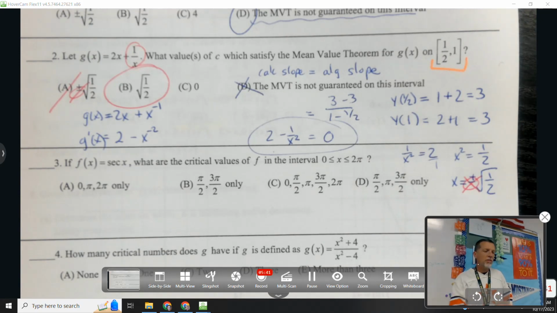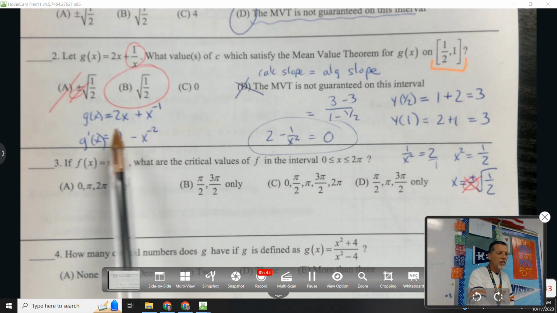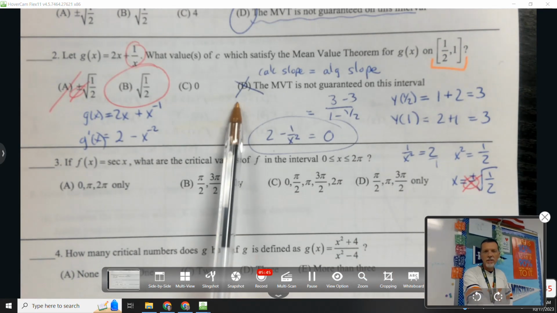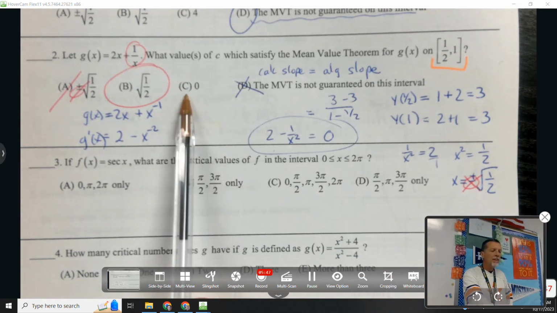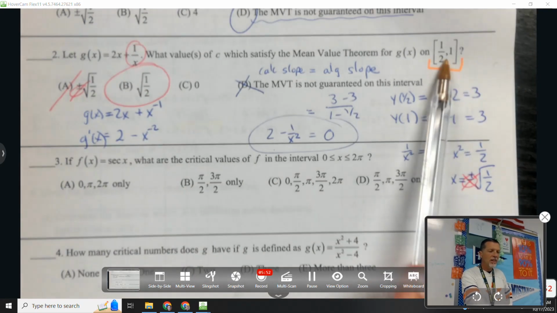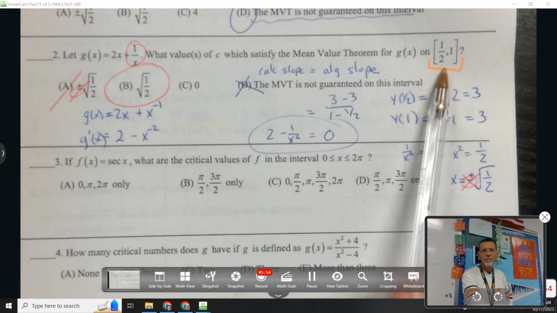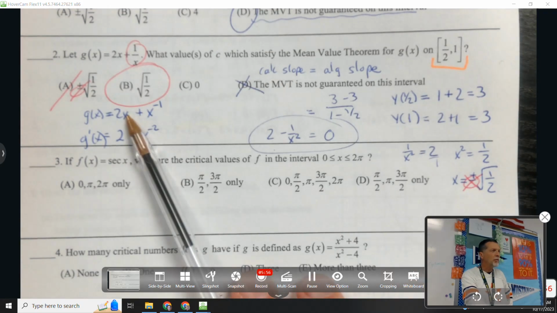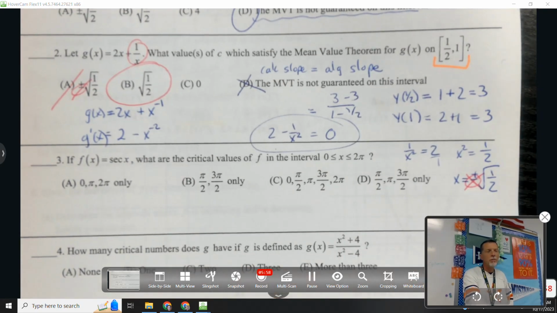Okay, back to what I was saying earlier. Speaking of the range, once I know that MVT works, I throw out D. And look at my remaining answers. Only one of them is on the range. So it had to be B from the very beginning. That's the only one that would have worked.